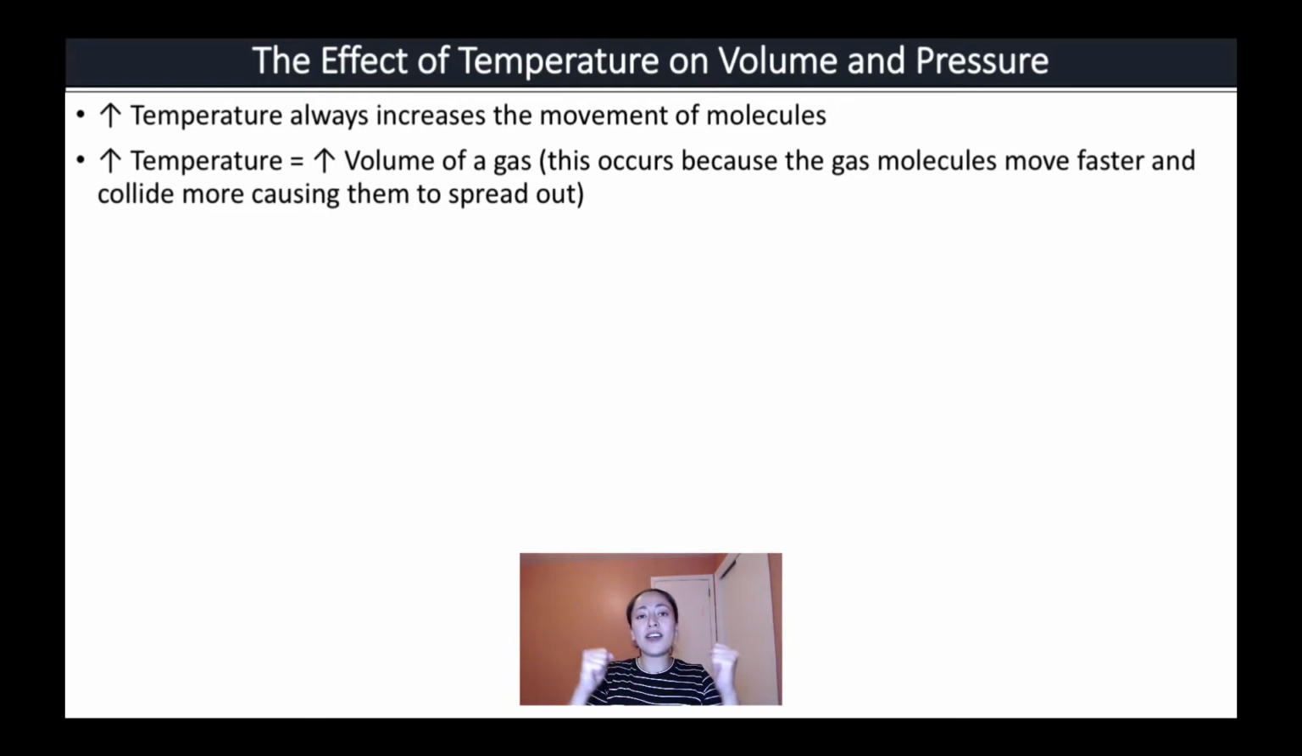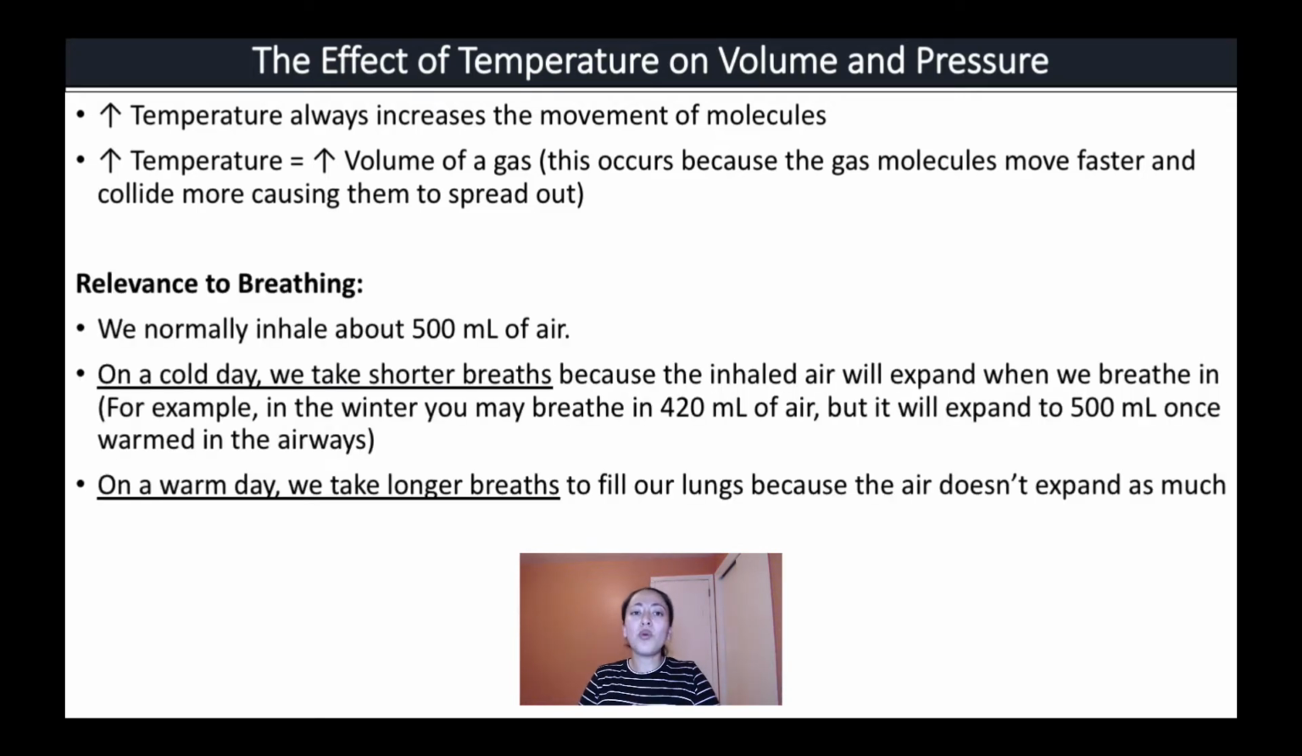And since they're moving faster, they're going to collide more and spread out more. And so the volume of the gas would increase as the temperature increases. So why is this important to breathing? Well, think about it. We normally inhale about 500 milliliters of air. However, on a cold day, such as in the winter, we actually take shorter breaths of air, because what happens is that the air outside of our body is cold. When we inhale the air, it gets warmed up, and it actually will expand when we breathe it in.